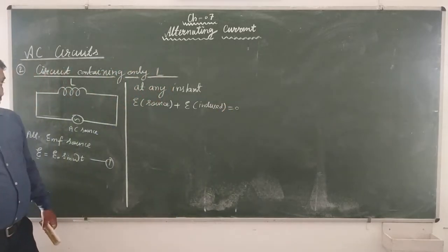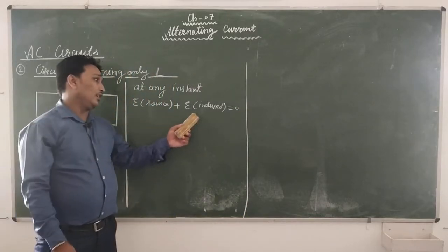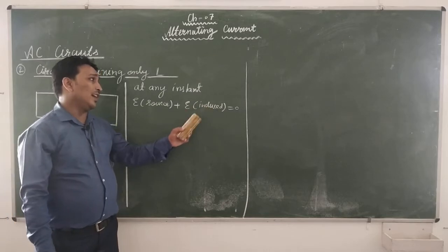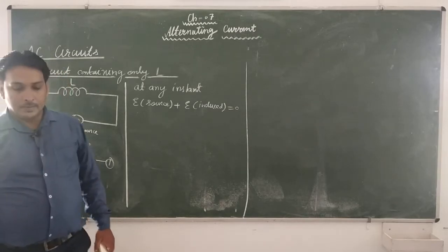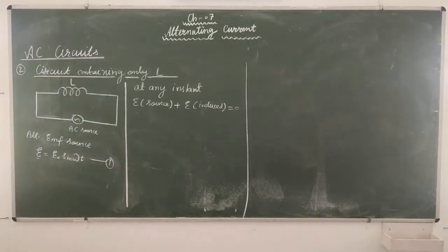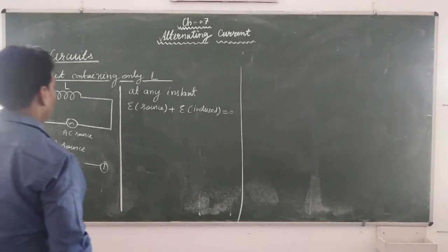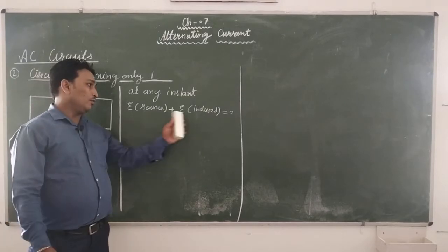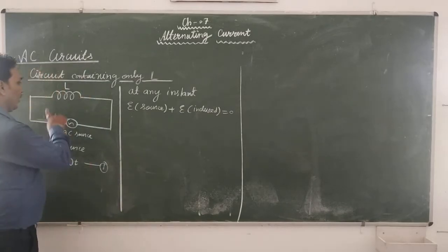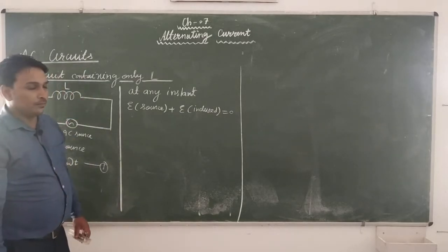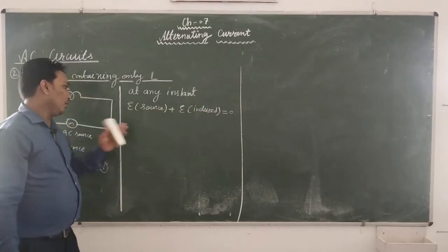From which law am I going to say that? Which particular law allows me to say that the EMF of the source plus the EMF induced at any instant should be equal to 0? I am able to say that because of Kirchhoff's law. Kirchhoff's law states that for a closed circuit, the net change in potential should be zero. So here the changes in potential are the EMF of the source and the EMF induced. If we add both of them, the answer should be zero.